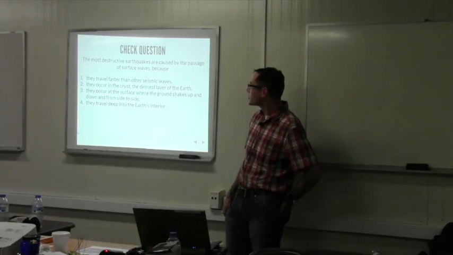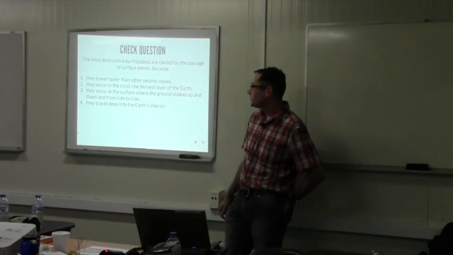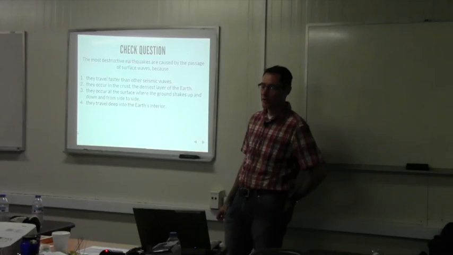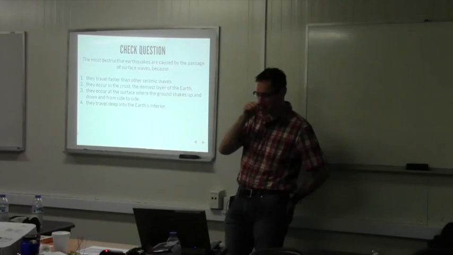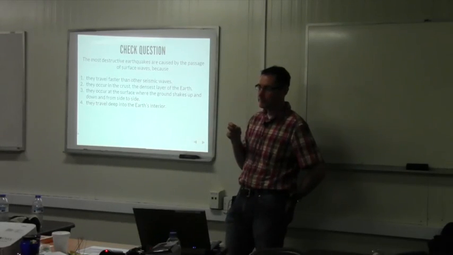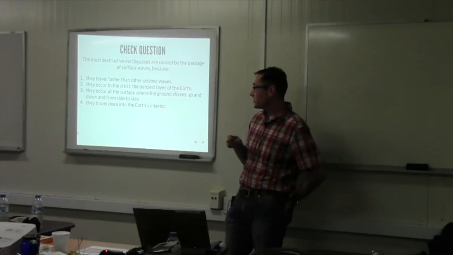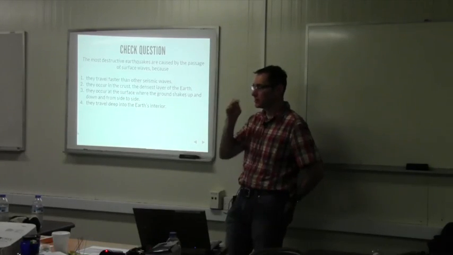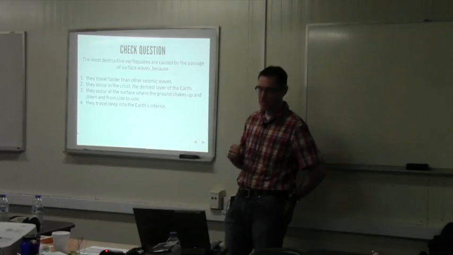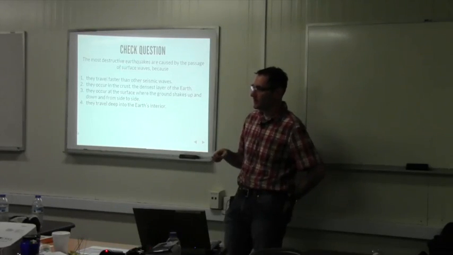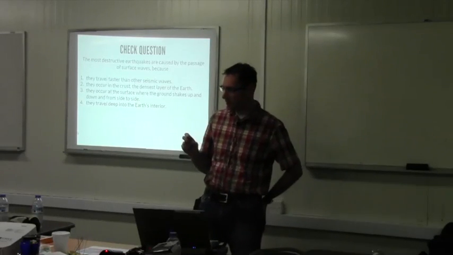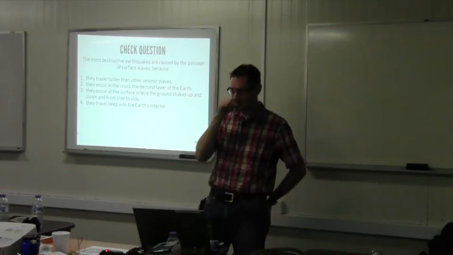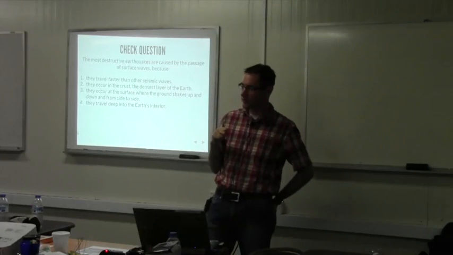The most destructive earthquakes are caused by the passage of surface waves because what? Do they travel faster? Do they occur on the crust, which is the densest layer? Do they occur at the surface where the ground shakes up and down? Or do they travel deep in the Earth's interior? Which one? Because they travel deep in the interior? Is your house deep in the interior? The most destructive stuff is when your house falls down. Or your building falls down, right? So what'd you say, Bobby? Surface. They occur at the surface.